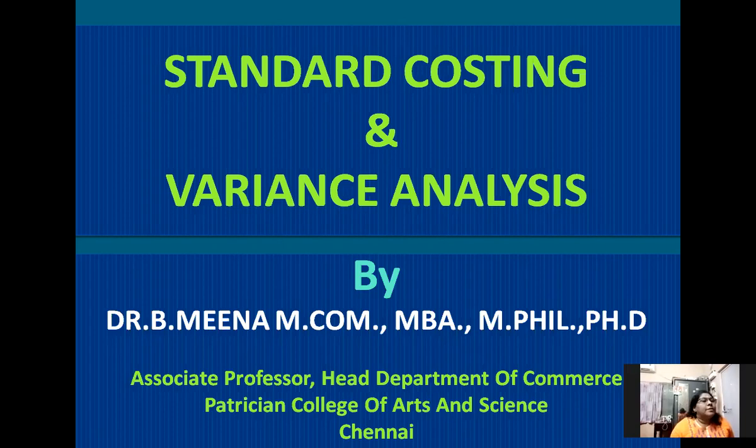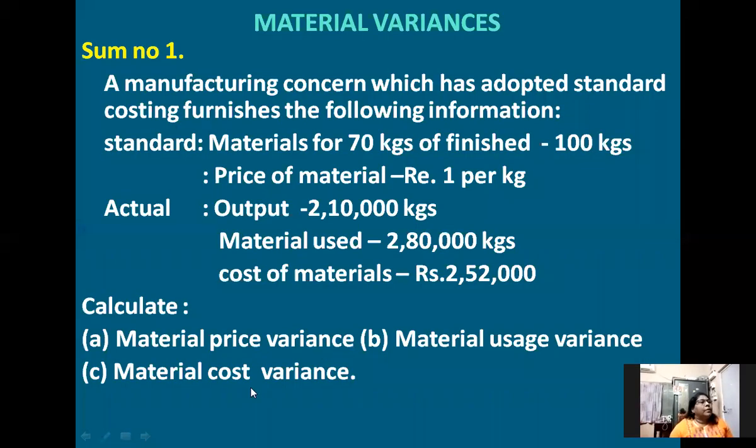Let me discuss the problems in standard costing under material variances. The first problem is: a manufacturing concern which has adopted standard costing furnishes the following information.